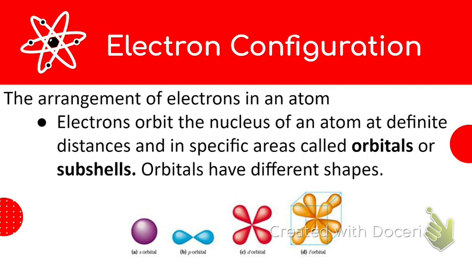Again, the electrons are one of the most important parts of our atom because they are the ones that actually perform chemistry. Electrons orbit the nucleus of an atom at definite distances and in specific areas that we call orbitals or subshells. These orbitals have different shapes to them. This gets more into the quantum model of the atom.